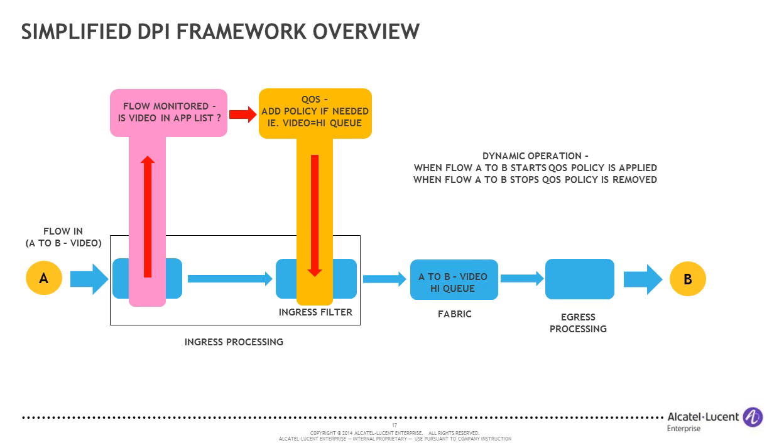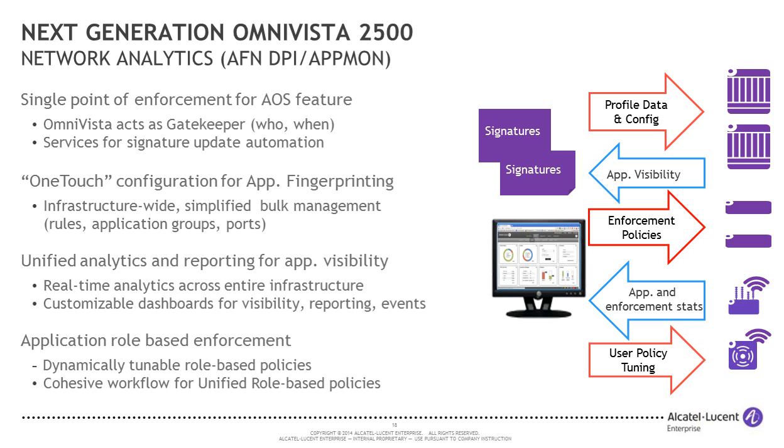I've talked quite a bit about OmniVista, and for those of you who aren't familiar, OmniVista 2500 is our network management platform. In this particular context, we're utilizing OmniVista as a mechanism to do a few things with regard to network analytics and DPI and APPMON. So first and foremost, we use it as our licensing mechanism, so that these signatures, of course, new applications are written all the time in the industry. Dropbox today, it might be something else tomorrow.